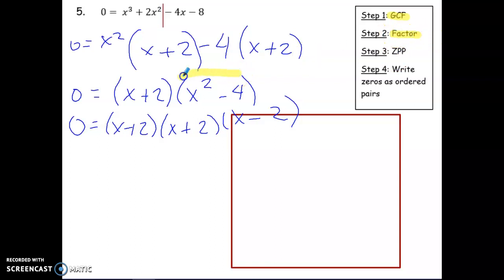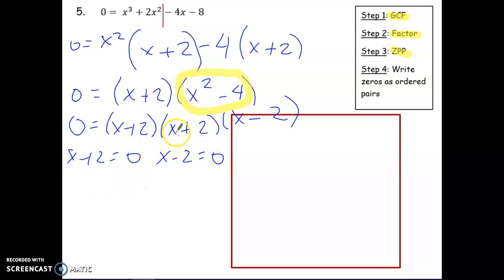I had a little bit of extra work to do on this one because that factor was quadratic and had to be factored again. All right, now I'm ready to use my zero product property. Well, when I set them equal to 0, I noticed that these two are the same. There's no reason to set that equal to 0 twice. So I'm just going to do that one time, x plus 2 equals 0. And then I'm going to pick up that third one, x minus 2 equals 0.